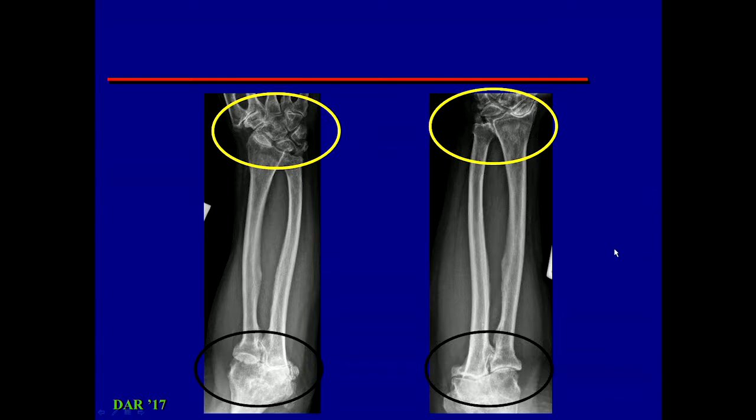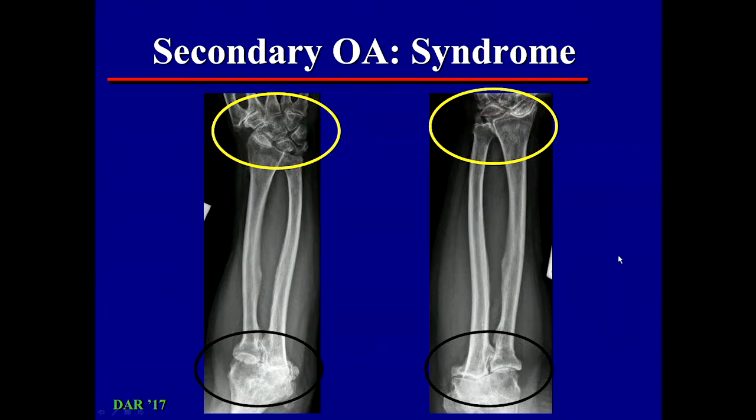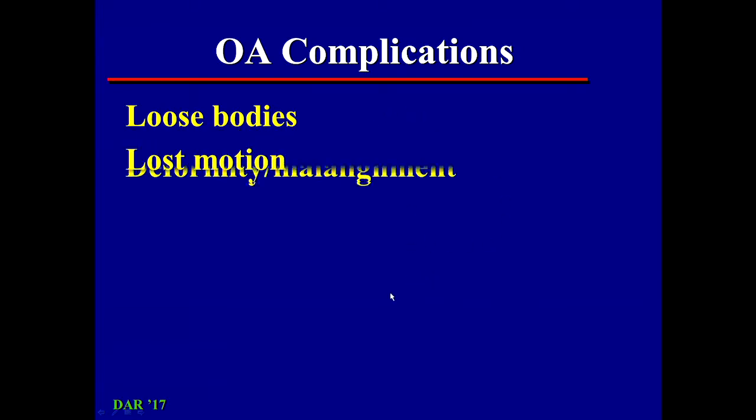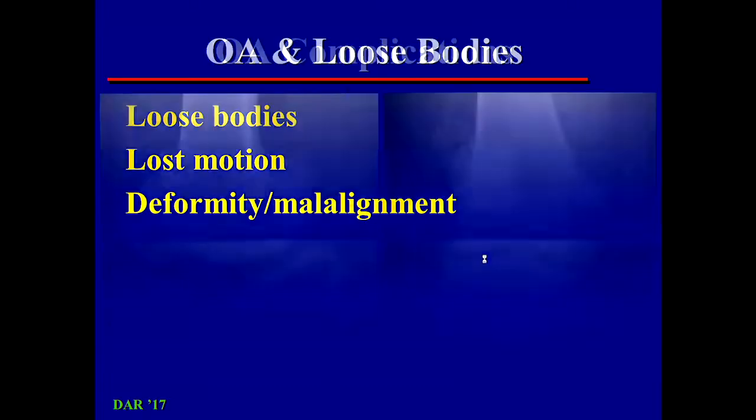Acromegaly would be one such syndrome. This patient had a strange disease called Stickler syndrome, which does the same thing. And then finally, I just want to spend a minute talking about complications of osteoarthritis. And this happens in both primary and secondary osteoarthritis. The complications we see are loose bodies, lost motion, and deformities and malalignments.